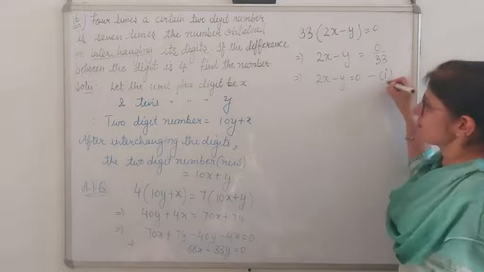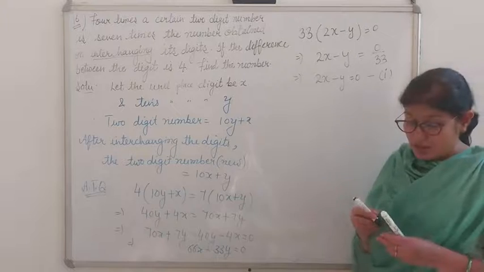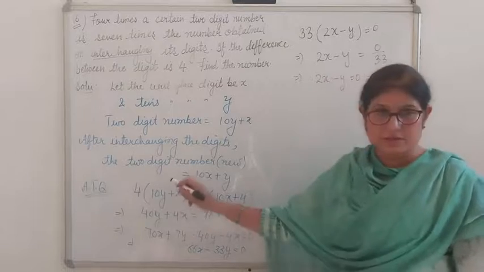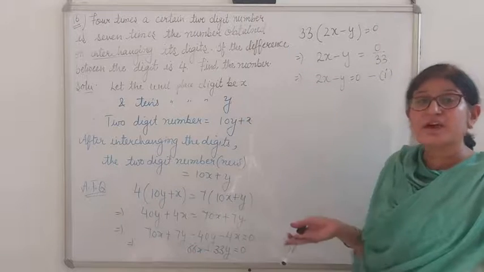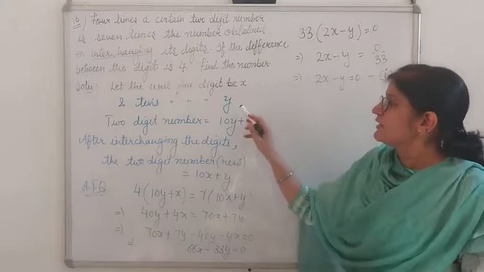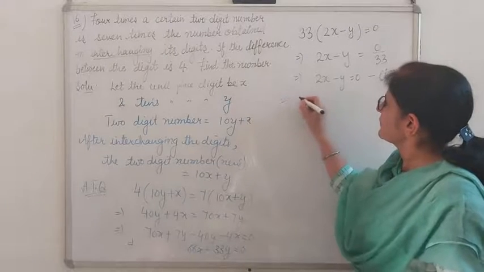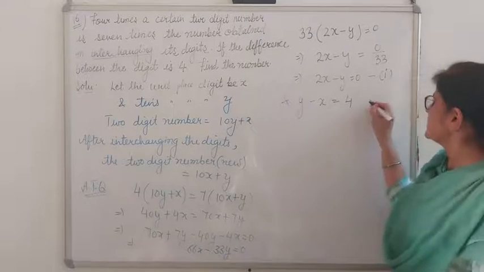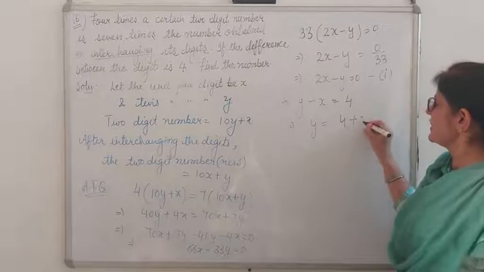This is the first equation. What is the second one? They said the difference between these digits is 4. You will take x minus y or y minus x, it depends on these numbers. They are saying 4 times the original number is equal to 7 times the number we get after interchanging. That means after interchange we are getting a smaller number. So that's why we will take y first and x afterwards. So y minus x is equal to 4. This is the second. Or from here you can write y is equal to 4 plus x.